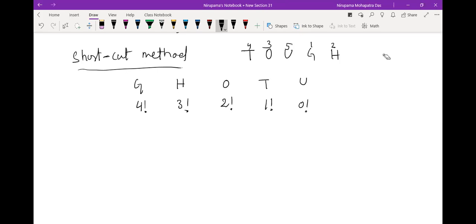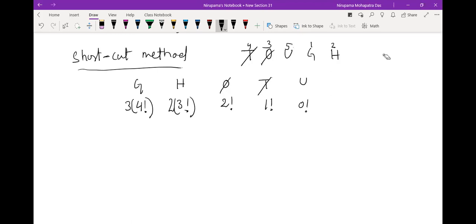Okay, so next we will start with T. So here T. Now cancel T here. Then you see before T, how many letters are there? 1, 2, 3. Right? Before T, we have 3 letters. So 3 into factorial 4. Then O. Now O. Before O, we have GH. So 2 letters, multiply this by 2.